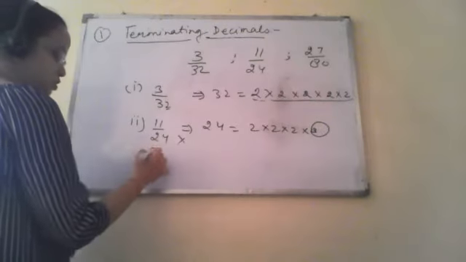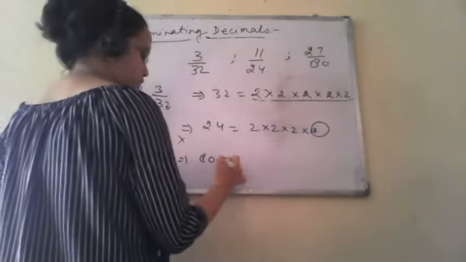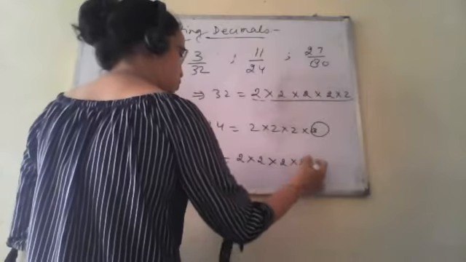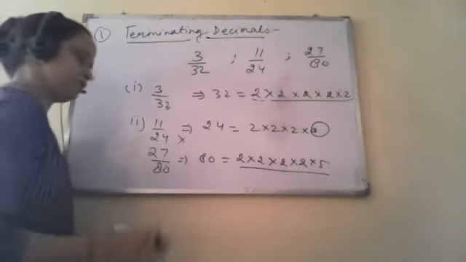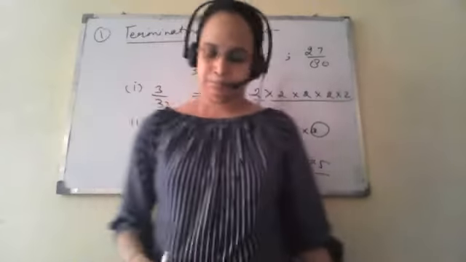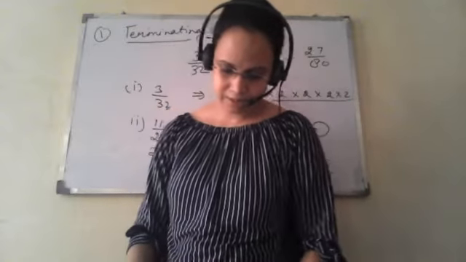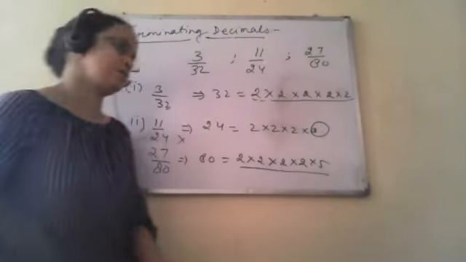Now this is 27 upon 80. The prime factors of 80 will be 2 into 2 into 2 into 2 into 5. So the prime factors consist of only 2 and 5. So this will be a terminating decimal. So these are terminating. I hope you are clear with this.